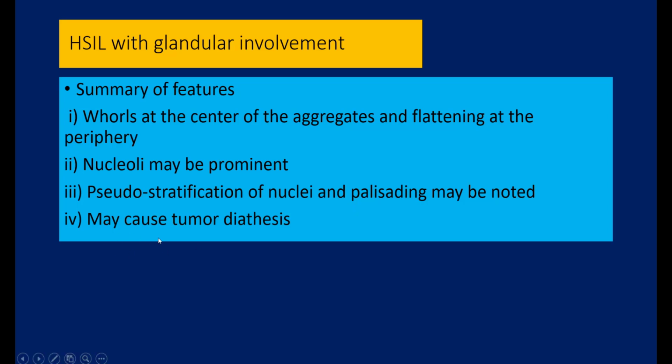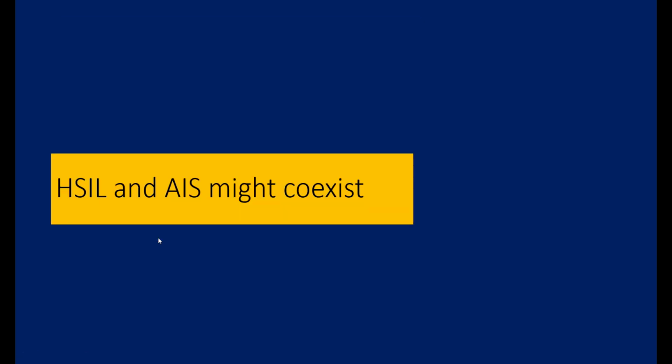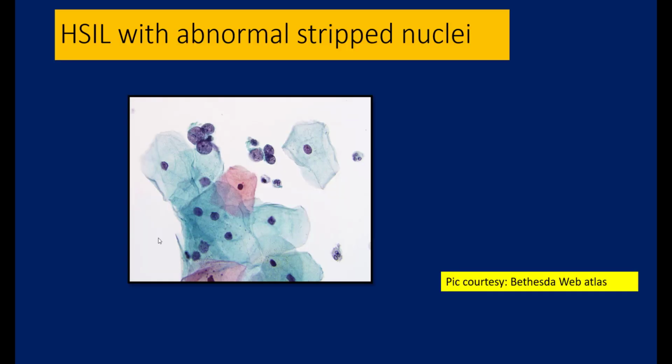And as I've just said, it might cause tumor diathesis if it involves the glands. And of course, never forget that HSIL and adenocarcinoma in situ might coexist in the same specimen. So if you see both features, it might be that both of them are present. Now, let us look at some of the other difficult patterns associated with HSIL.